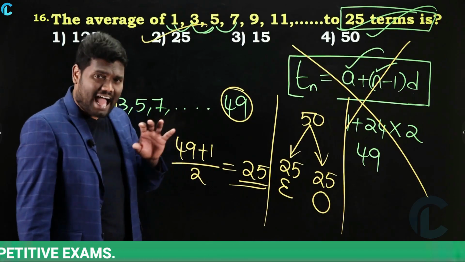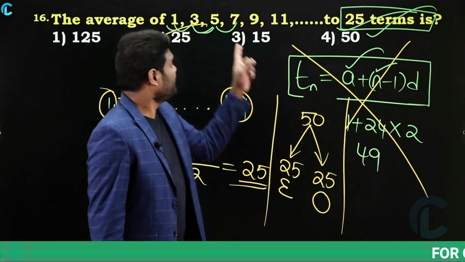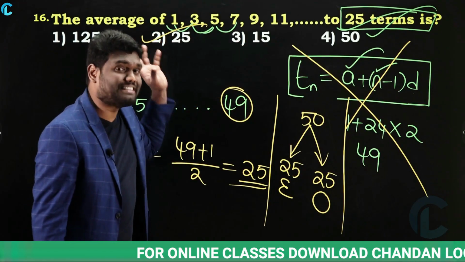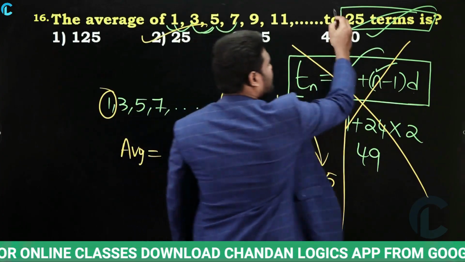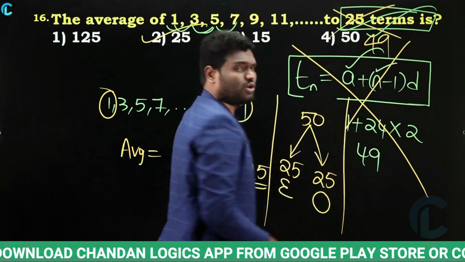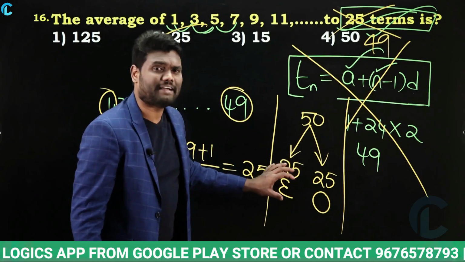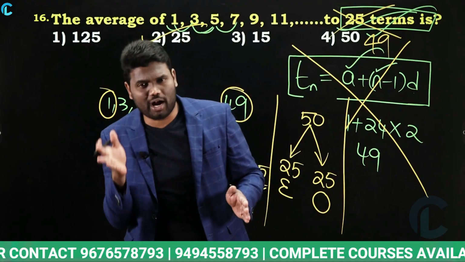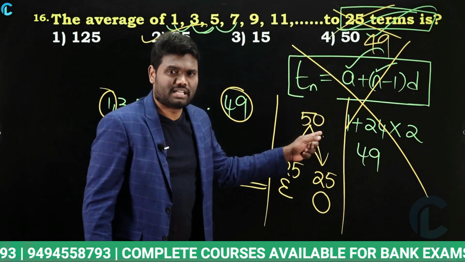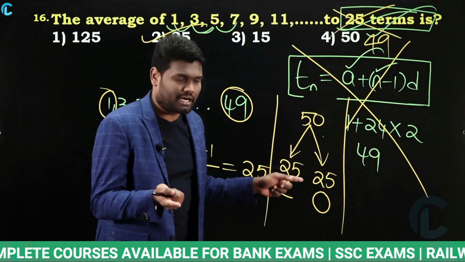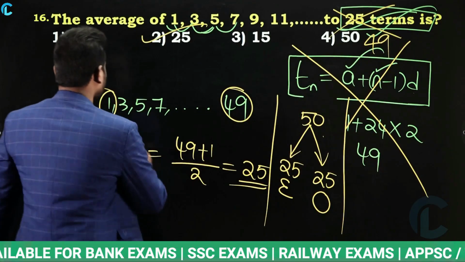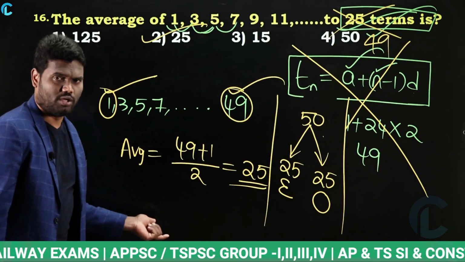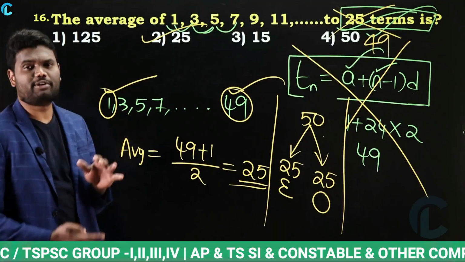Yes or no? Now I need the 25th term for the odd numbers. Why? Because 1 3 5 7 9 are all odd numbers. As I need the 25th term, the 25th term is nothing but 49. Yes or no? Why? Because out of these 50 numbers, half of them are even numbers and half of them are odd numbers. Now in these 50 numbers, the 25th odd number is going to be 49. So the highest number is 49 and the lowest number is 1. So highest number plus lowest number by 2.